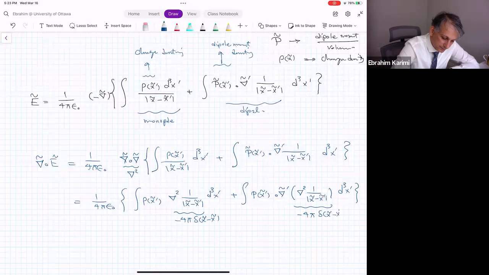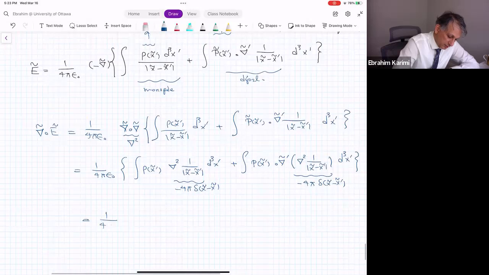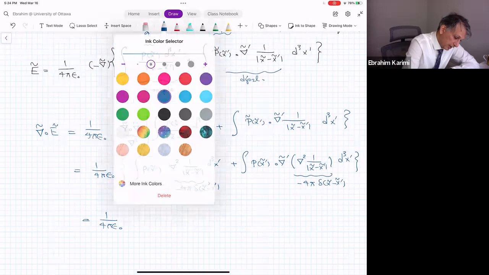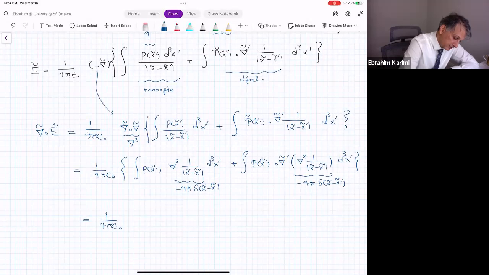All right, so that will be 1 divided by 4 pi epsilon 0. Then from the first term I will get, by the way, I've forgotten the minus sign here. There was a minus sign here. Well, let's put it here. Minus, that will be minus 4 pi, and that will be rho of x. Do you agree? Good.